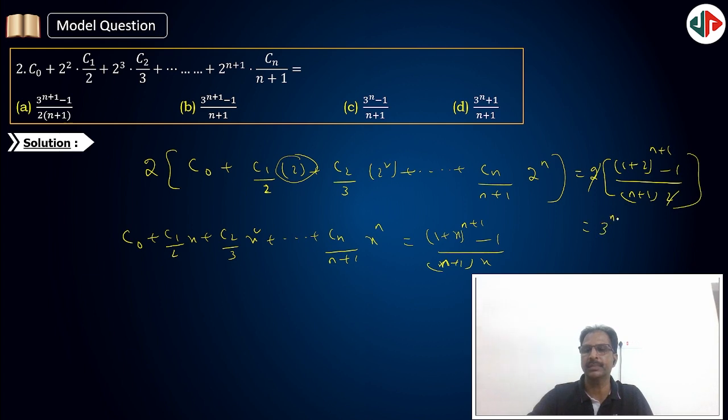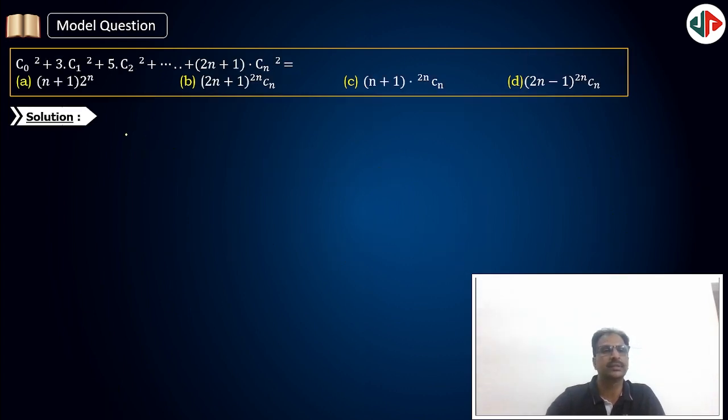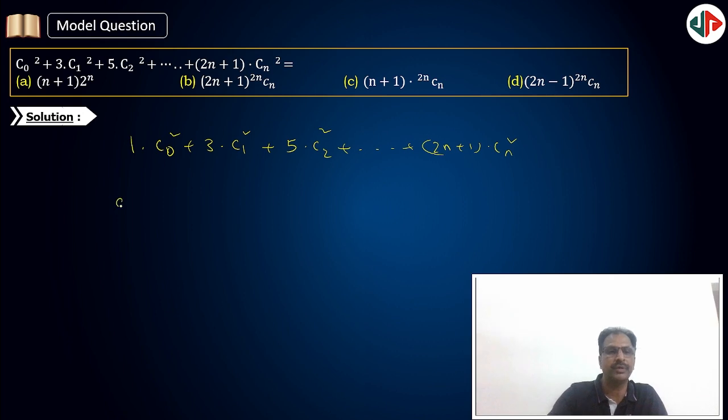So the answer is (3 power n plus 1 minus 1) by (n plus 1). Option B. Next, C0 square plus, so that is 1 into C0 square, 3 into C1 square, 5 into C2 square, plus so on, up to (2n plus 1) into Cn square.